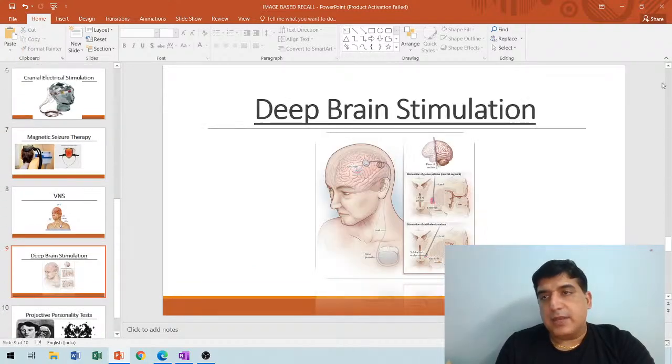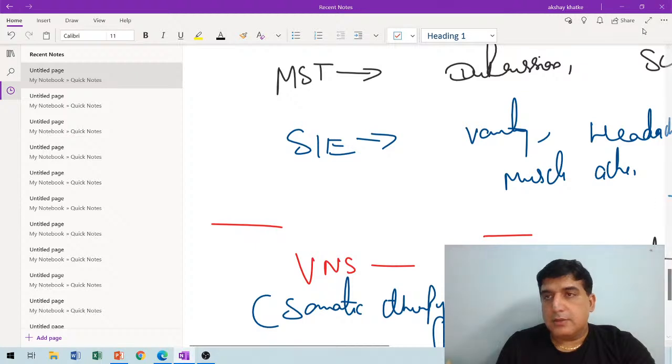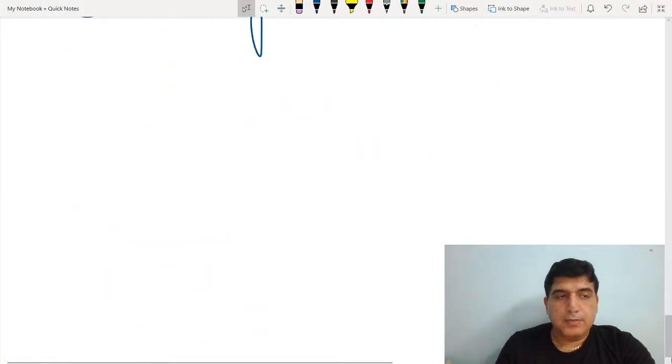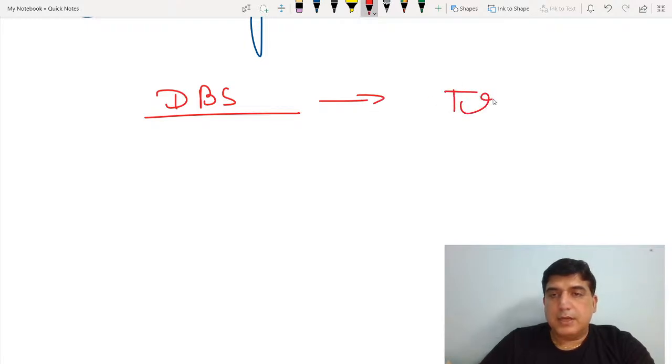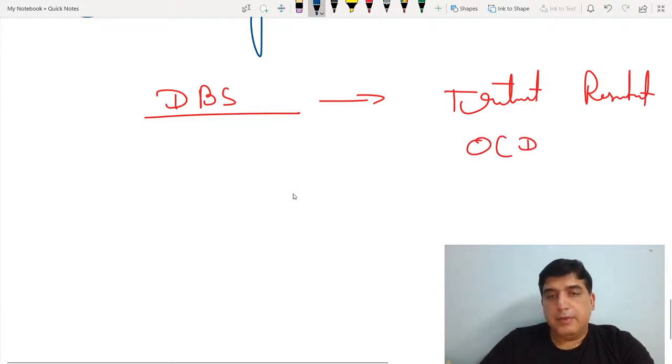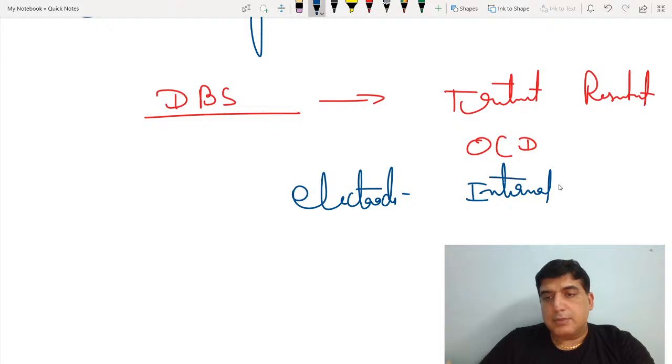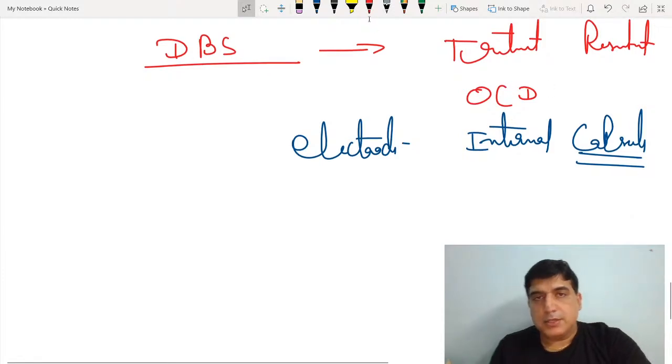So this is the VNS, and then we have DBS, deep brain stimulation. In deep brain stimulation we have a pulse generator and two electrodes. With the help of a neurosurgeon, we make a hole and put the electrode inside. DBS is also a type of somatic therapy we use in treatment resistant OCD, where we put the electrode in the internal capsule.